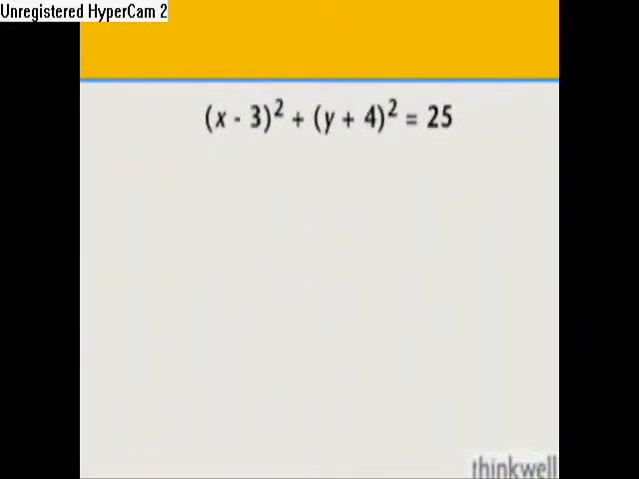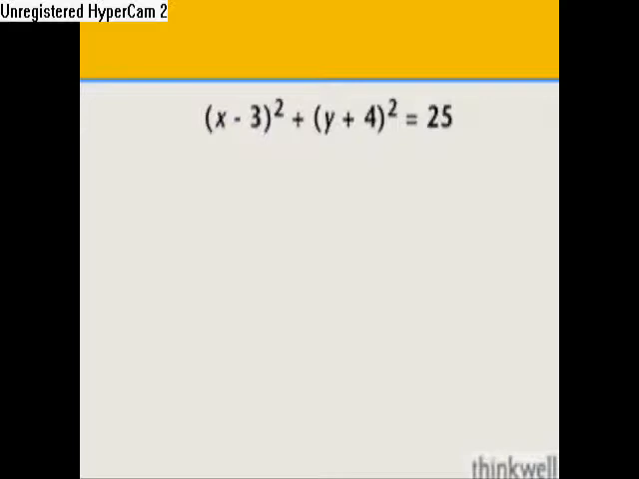Okay, look, let's face it. If someone gives you an equation that looks like this, so look at that one over there, what is it? (x - 3)^2 + (y + 4)^2 = 25. You can immediately rip off the center and the radius of that circle. It's not a big deal.